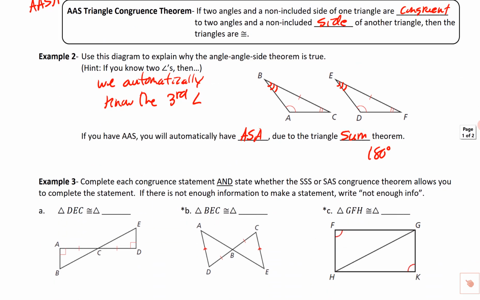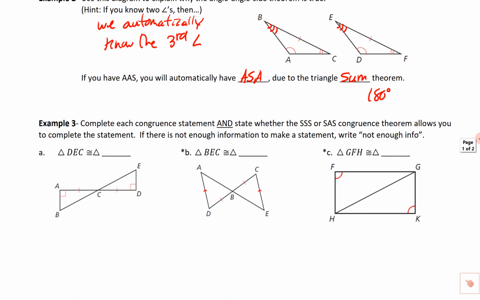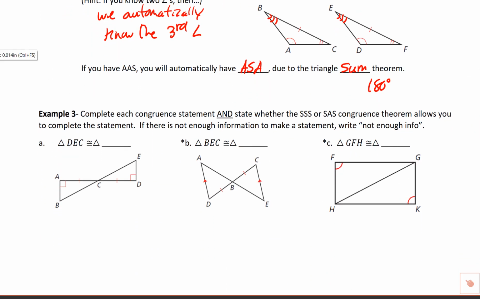We've covered 4 theorems. Let's go ahead and practice some of the ones that we've learned here. So you can probably tell I've clearly got a typo. This should be angle, side, angle, and this should be angle, angle, side. The ones that we've learned about today. So let's go ahead and take a look at this.